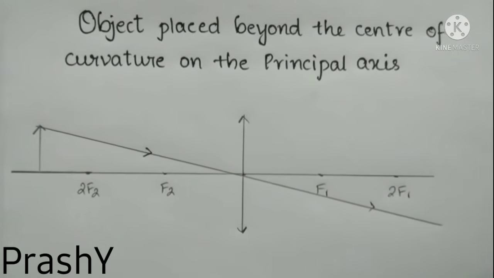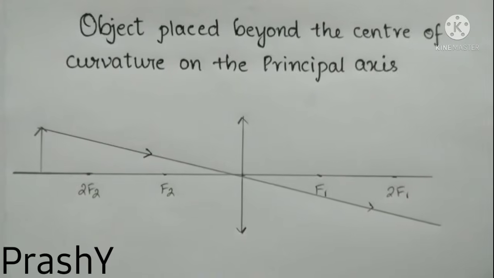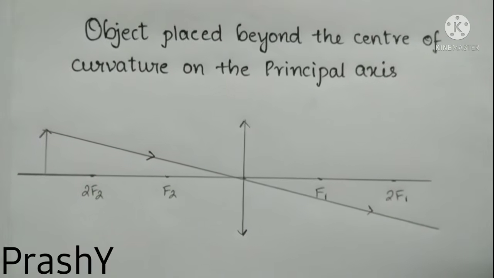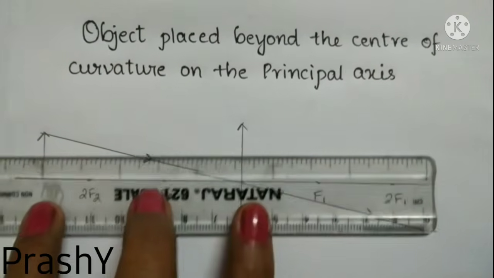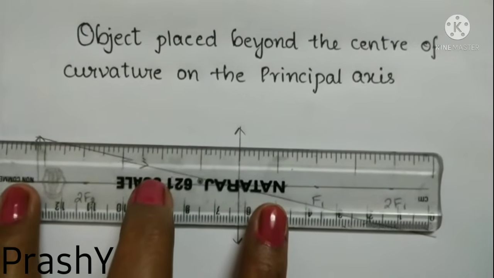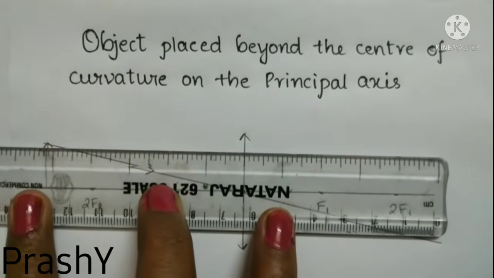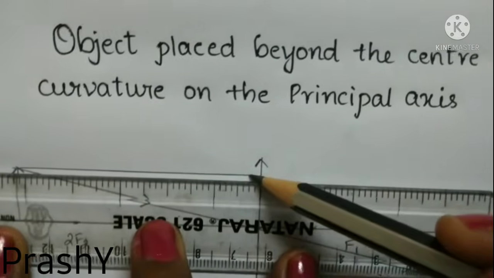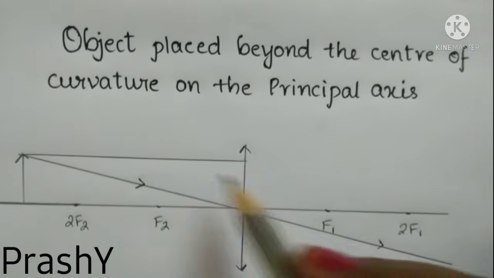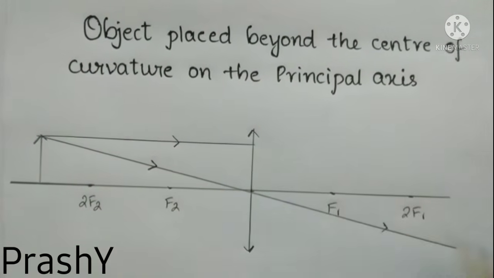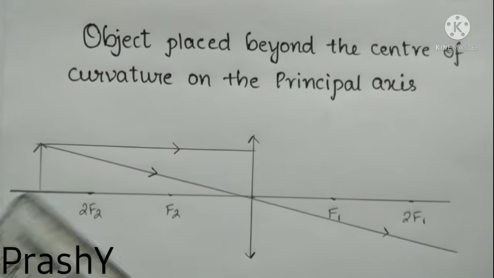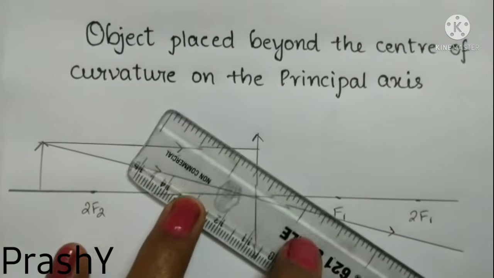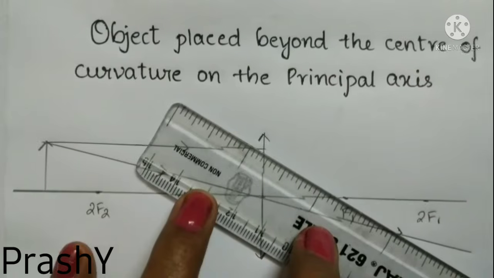Right. Now we need another ray. So I am taking another ray which is passing parallel to the principal axis, on the convex lens. So this is our incident ray. A ray which is passing parallel to the principal axis always meets at the focus. So it meets at the focus.